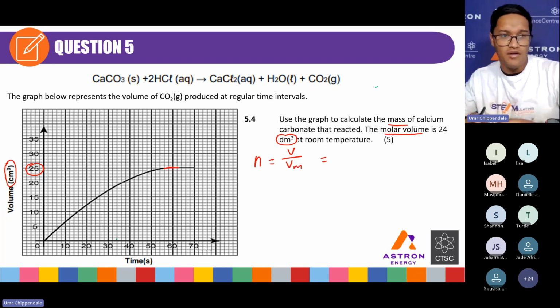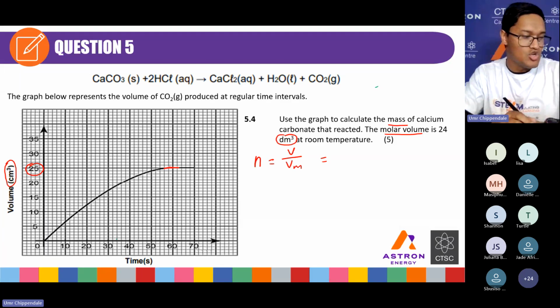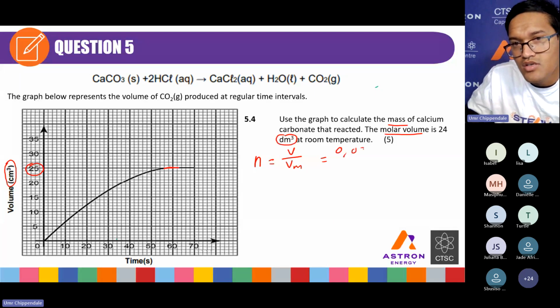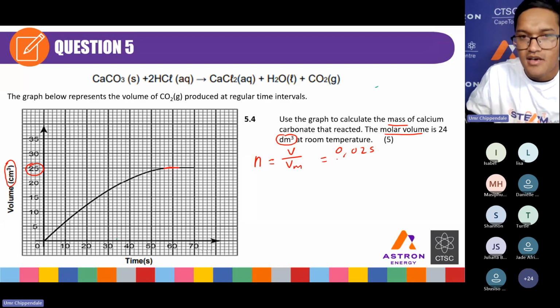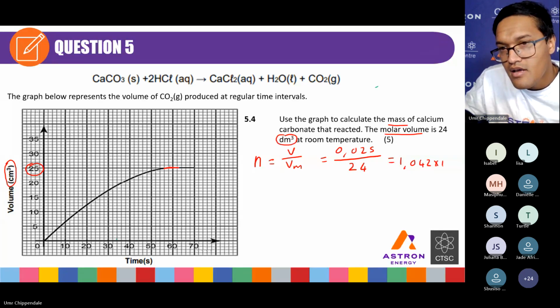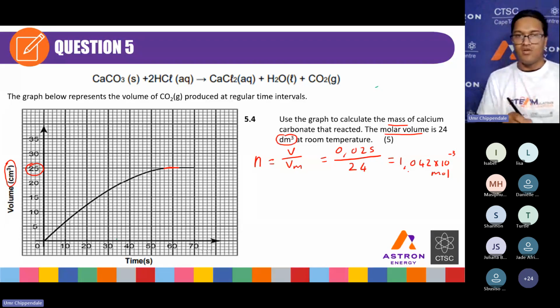Let's change the one from the graph. So that 25, you're going to divide it by 1000 to get it to decimeter cubed. That will give you an answer of 0.025 decimeter cubed. And it's divided by your molar volume, which was 24, as given over there. You're going to type that in your calculator, and you'll get an answer of 1.042 times 10 to the negative 3 moles. That was your number of moles that you have.